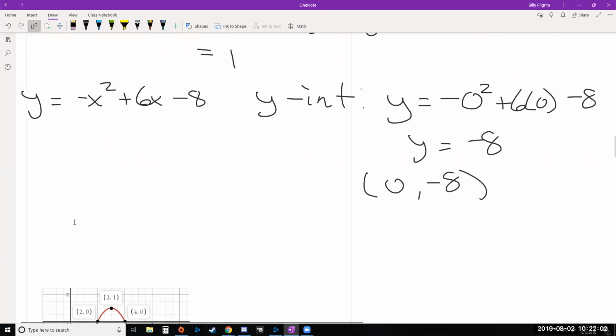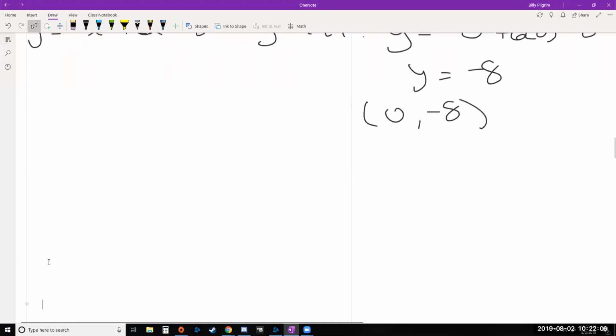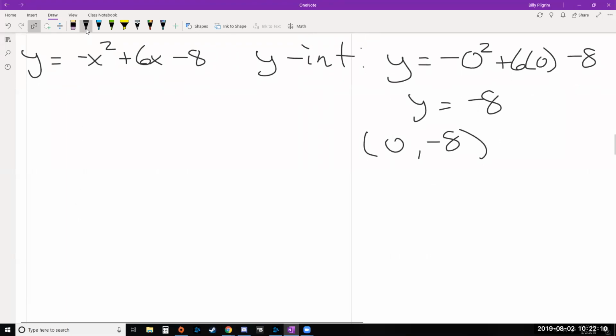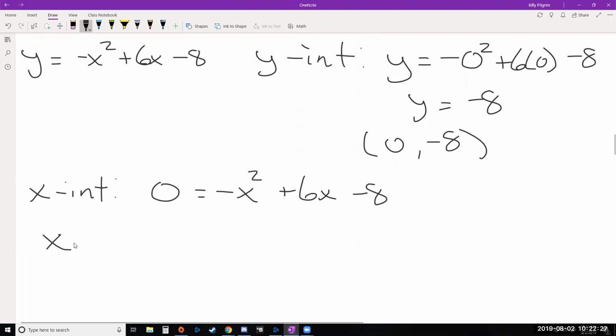Real quick, let me make some room. To find our x-intercept, similarly, we're going to have to keep in mind if you're on the x-axis, that means y is 0. And so we're going to take our equation and plug in the 0 for y. So here's our x-intercept. We're going to solve the equation for x. Notice, however, this is a quadratic equation, so we're going to have to use the quadratic formula.